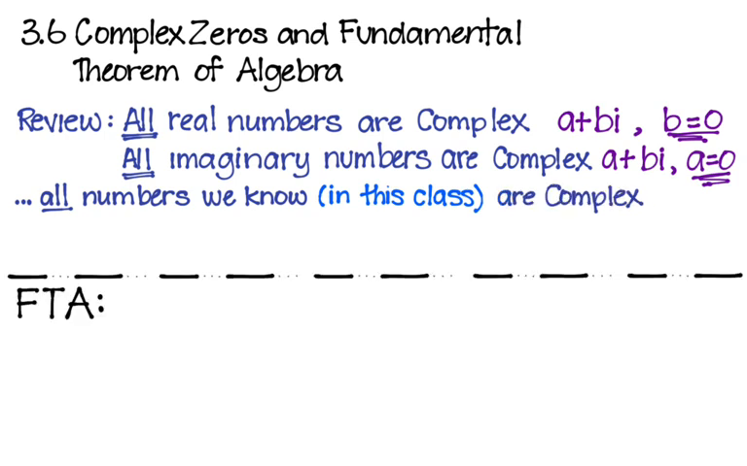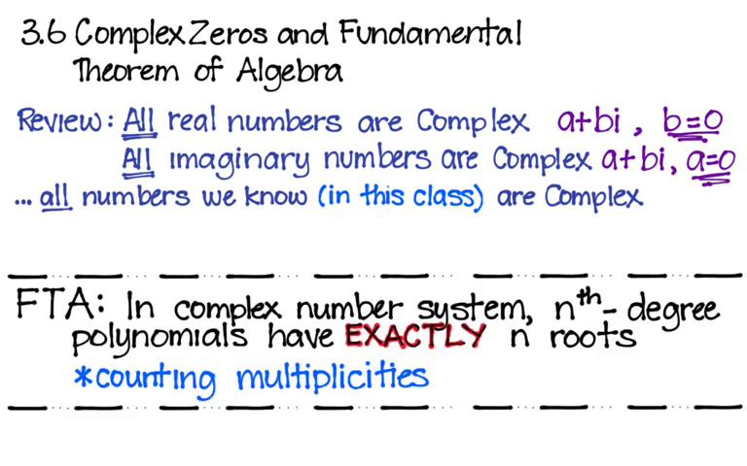The fundamental theorem of algebra, we've talked about this a little bit before, and that is that as long as we're in the complex number system, we're not just talking about real numbers only, but we're talking about complex numbers that can be a combination of real and imaginary. When we're in that system and we're talking about nth degree polynomials, then they're going to have exactly n roots. That's if we're counting multiplicities.